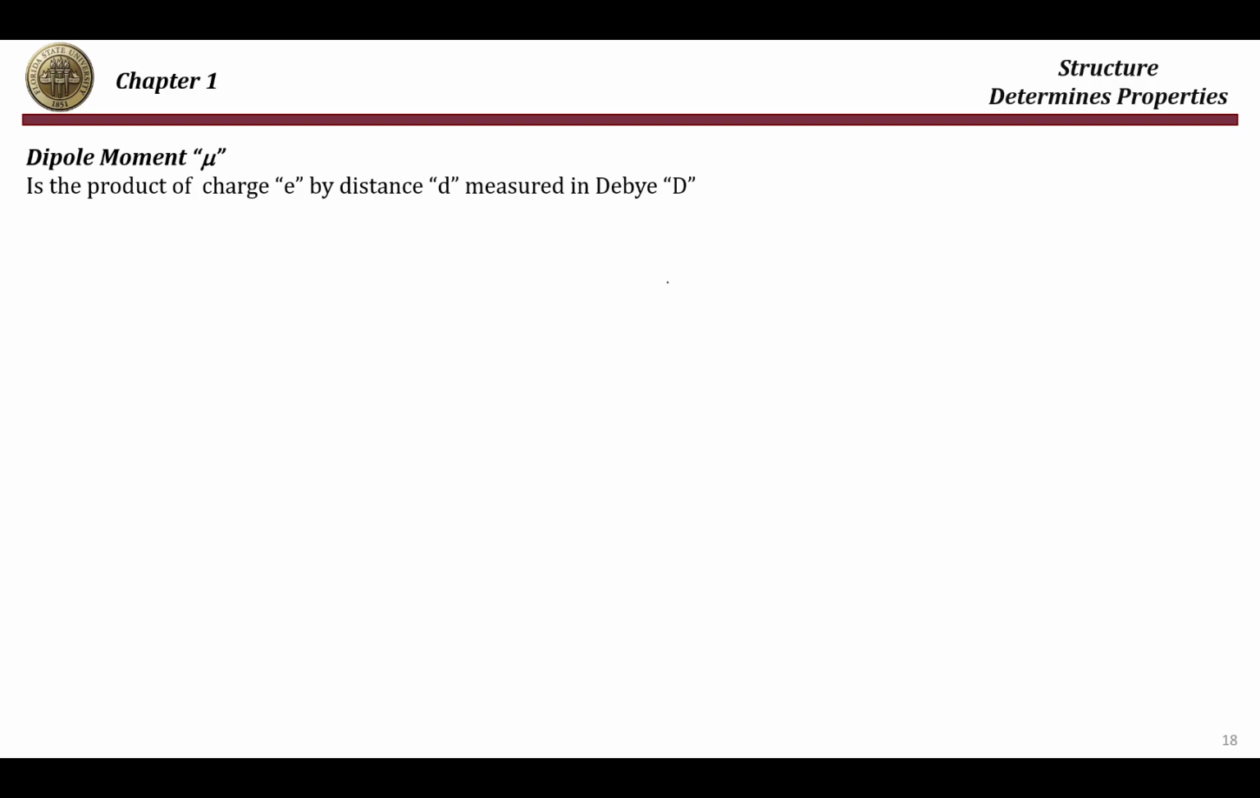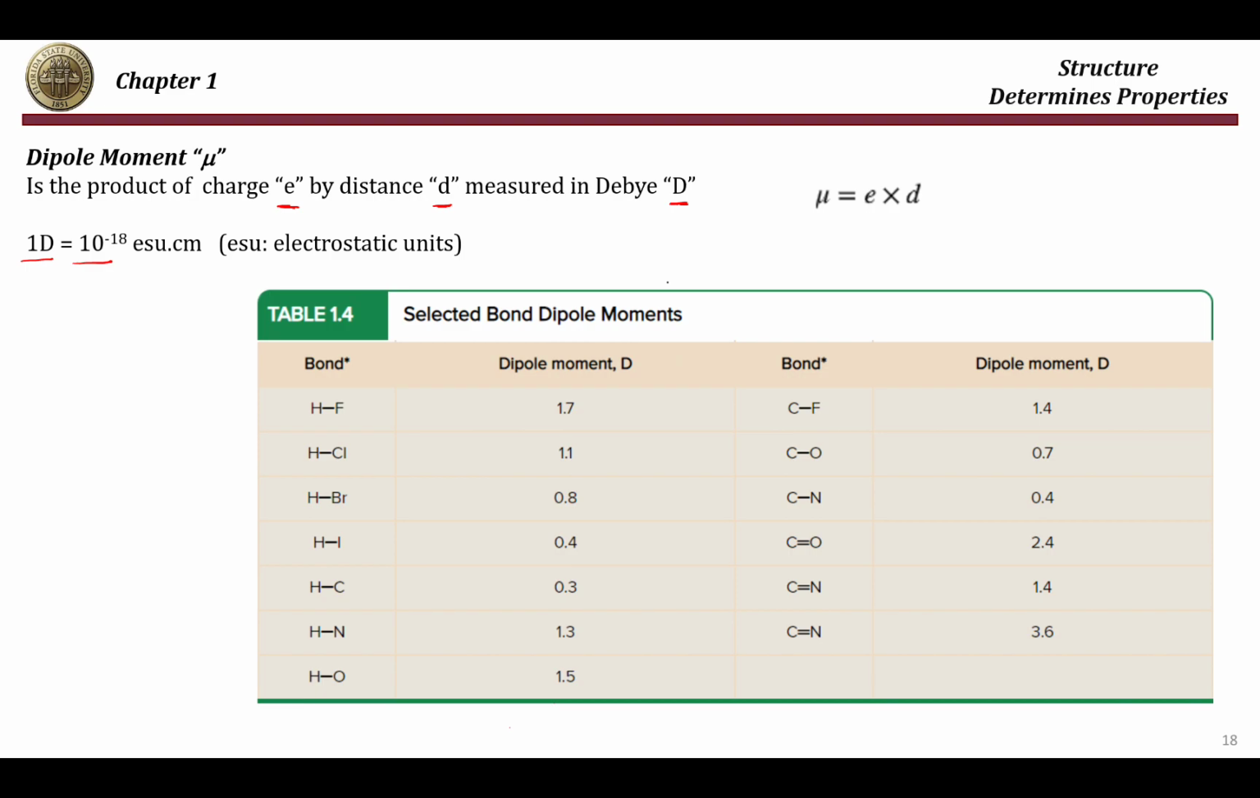The dipole moment is the product of the charge e by the distance d, and it is measured in debyes. And it's basically an equation that is used to tell us how polar a bond is compared to other ones. One debye is equal to 10 to the negative 18 electrostatic units times centimeter. For example, the hydrogen fluoride bond is 1.7 debye.